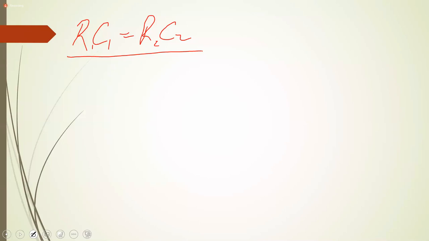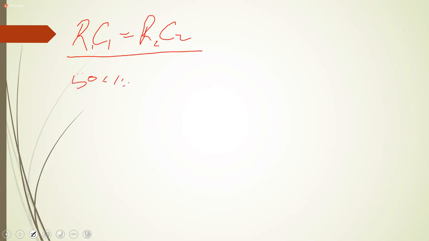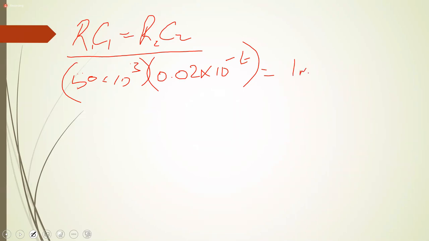Calculate RC first. So we have 50K, 50 times 10 to the 3, multiplied by 0.02 times 10 to the minus 6. What's that equal to? 1 millisecond. Everybody comfortable with that?